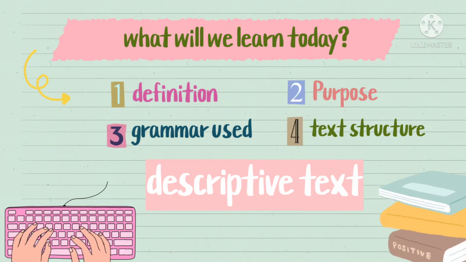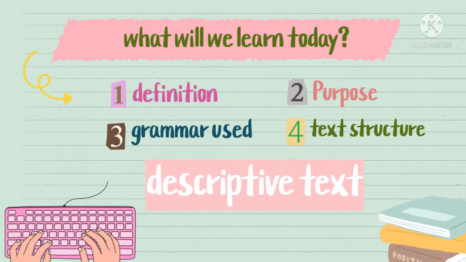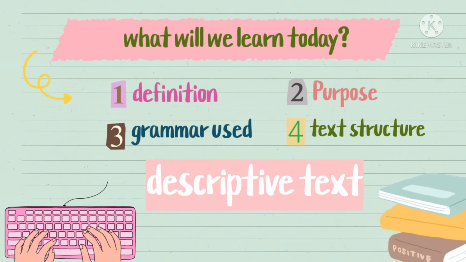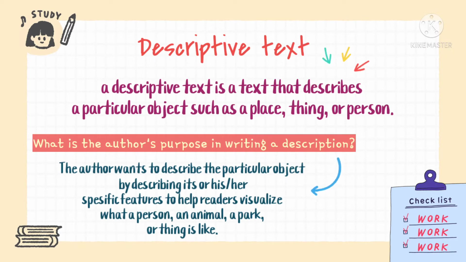So, does anyone know what descriptive text is? Okay, we will learn together, right? Are you ready, guys? Okay, let's go to the next slide. So what is the definition of descriptive text? A descriptive text is a text that describes a particular object such as a place, thing, or person.